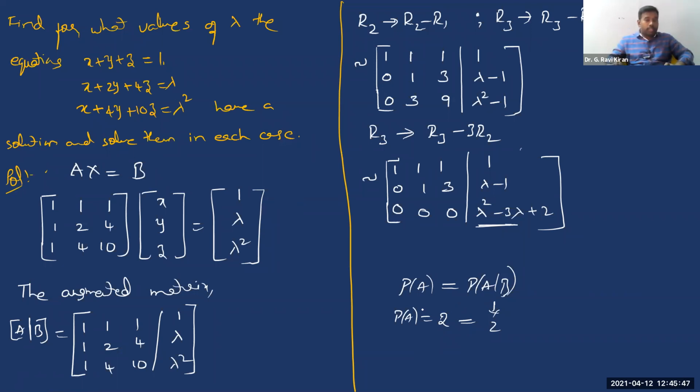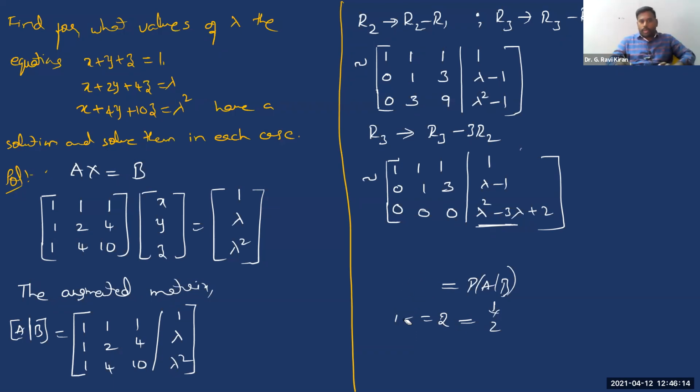But in which case will you get rank as 2? Whenever this lambda square minus 3 lambda plus 2 is 0, even if this element is also 0 at the end, then the rank of the augmented matrix will be 2. And then you will get these two the same. Ranks of A and AB the same. Whenever those two are the same, then the system will have a solution. Of course, you will get infinitely many solutions. That's a different case. But at least you are getting a solution.